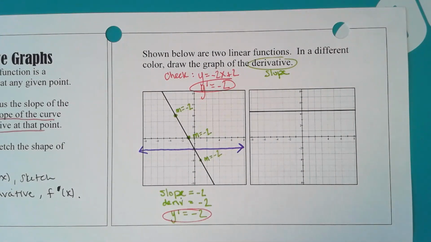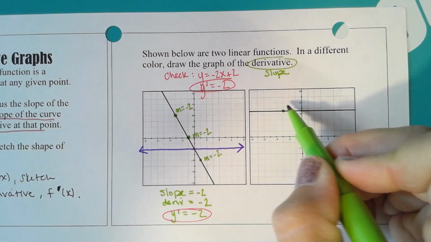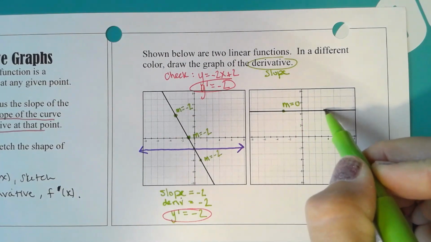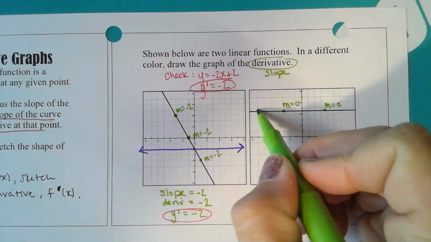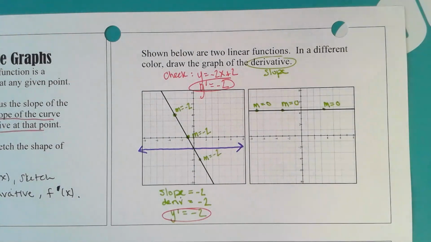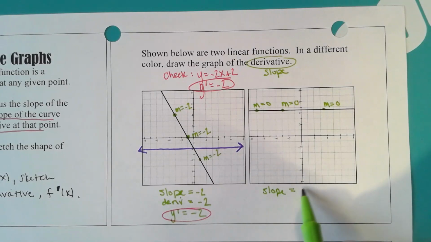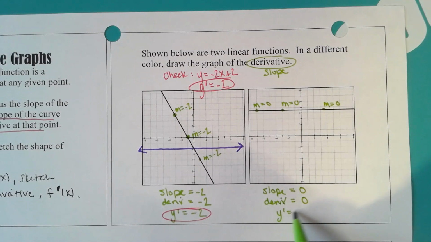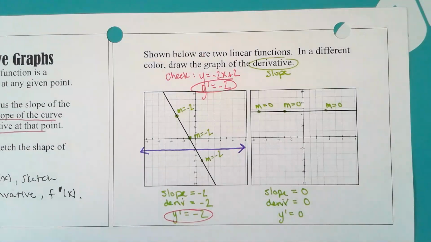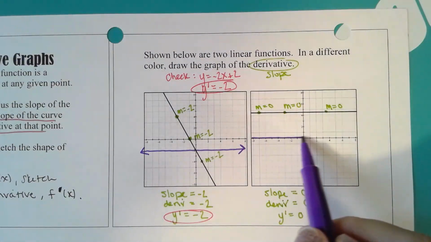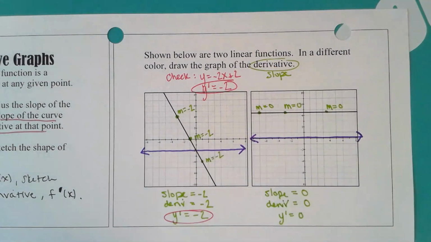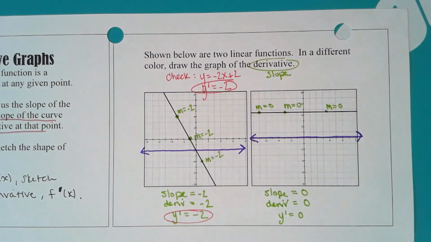When we take a look at the next one, I'm going to do this one much faster. Same idea, I could look at any point. The slope of the function at that point is 0. The slope of the function at that point is 0. Anywhere I look, the slope is 0. So the derivative is 0, or y prime equals 0. So for every x value, the slope is always 0, the derivative is always 0. Good. Lines are easy, right?